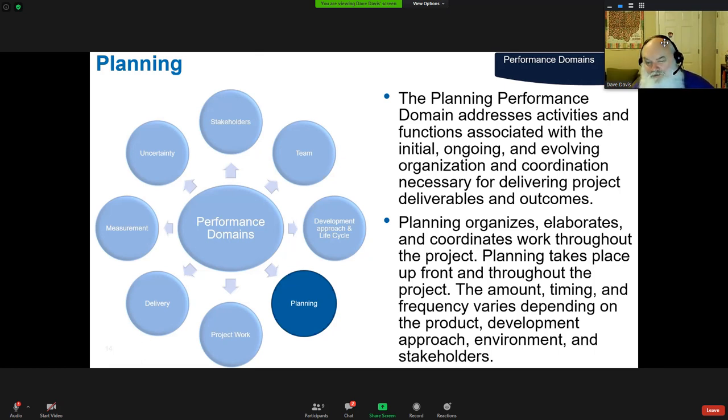And they use some good terms here: elaborate, coordinate, and the amount, timing, and frequency vary depending on the product development, the approach, the environment, and the stakeholders.